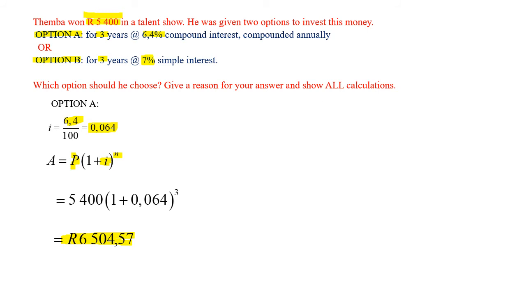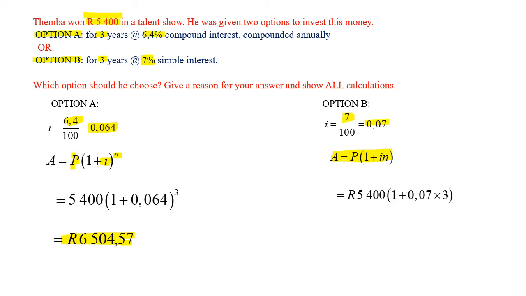Themba also needs to consider option B. Option B speaks about simple interest. Simple interest at 7%, I need to calculate the value for i, which divided by 100 is 0,07. I need to calculate the value for A, but now remember, I need to use the simple interest formula. And if I use the simple interest formula, I know the value for P is 5,400. I know the value for i is 0,07 and it's the same time period, which is 3 years. Again, simple calculator work gives me an answer of 6534.